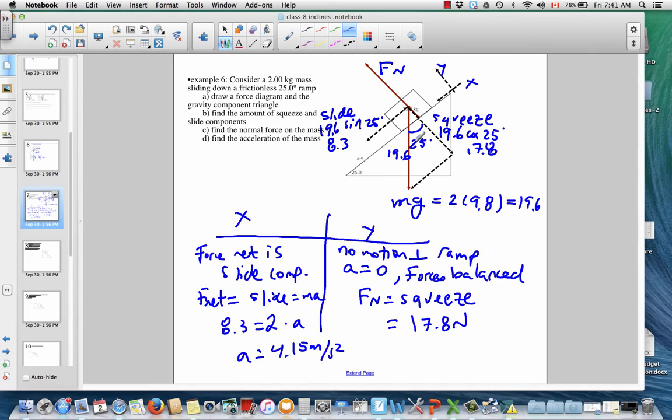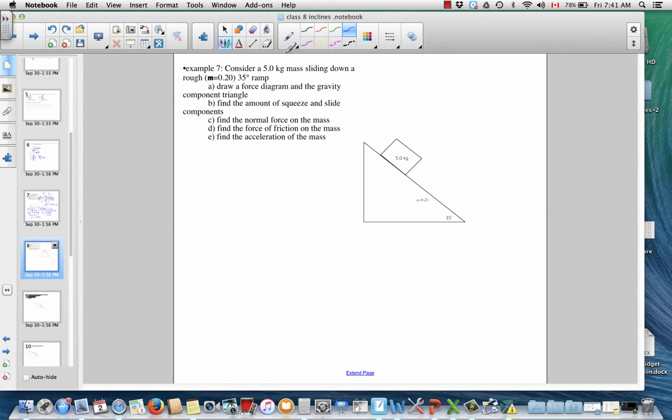Draw the forces, resolve gravity into its components, and then apply Newton's second law. So what changes if now you have a rough ramp? This is a mu equals 0.2 ramp. Well, not much. The procedure is still the same.